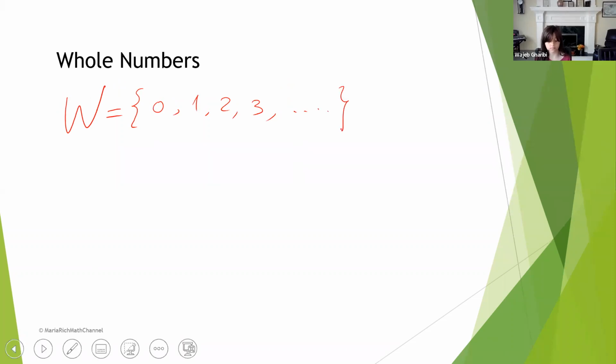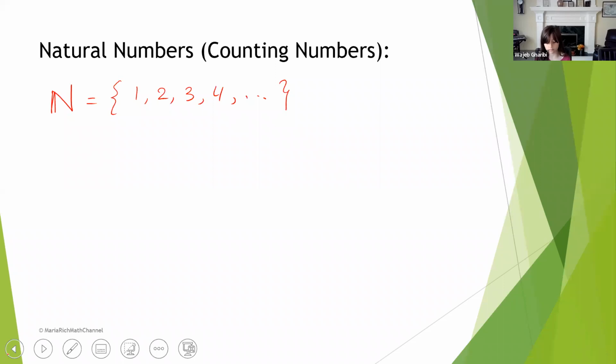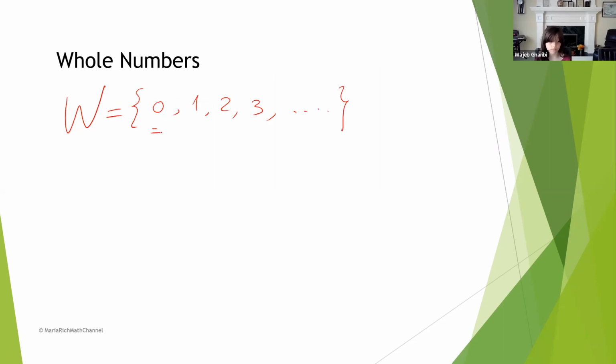If we return back to the previous one, natural numbers 1, 2, 3, 4, etc., in whole numbers we have added 0. So whole numbers start from 0, 1, 2, 3, 4, etc. And as you see, there are no decimal parts and there are no negatives, so they are only positive numbers.